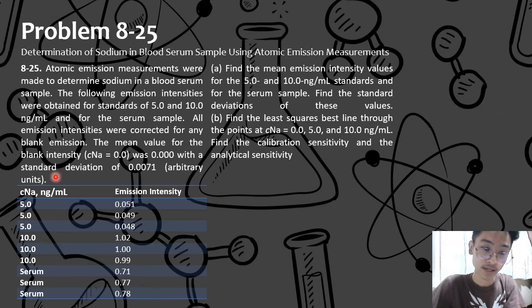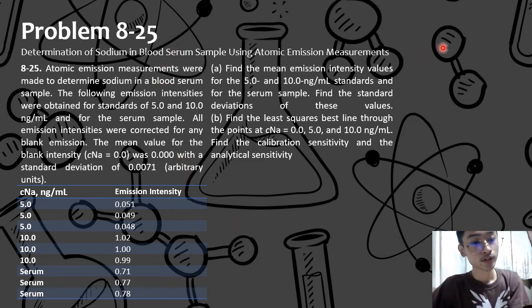This table again shows the concentration, but here we have the emission intensity, atomic emission measurements. So for the second problem, atomic emission measurements were made to determine sodium in a blood serum sample. The following emission intensities were obtained for standards of 5 and 10, and for the serum sample. All emission intensities were corrected for any blank emission.